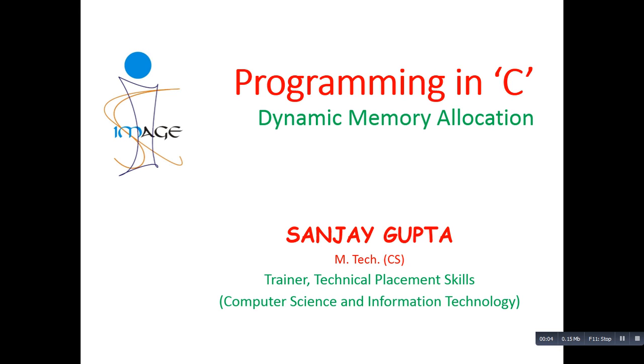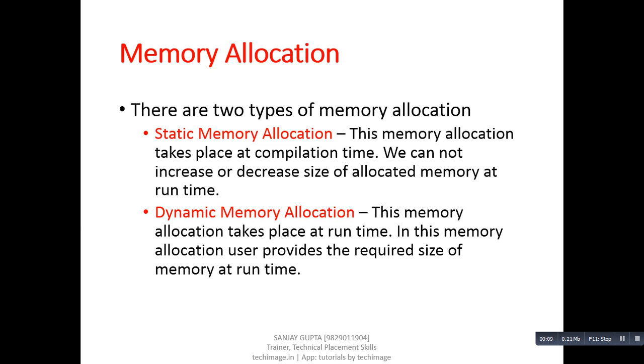In this tutorial, I am going to discuss dynamic memory allocation. So first of all, let us understand about memory allocation. There are two types of memory allocation. First one is static memory allocation. This memory allocation takes place at compilation time and we cannot increase or decrease the size of allocated memory at runtime.